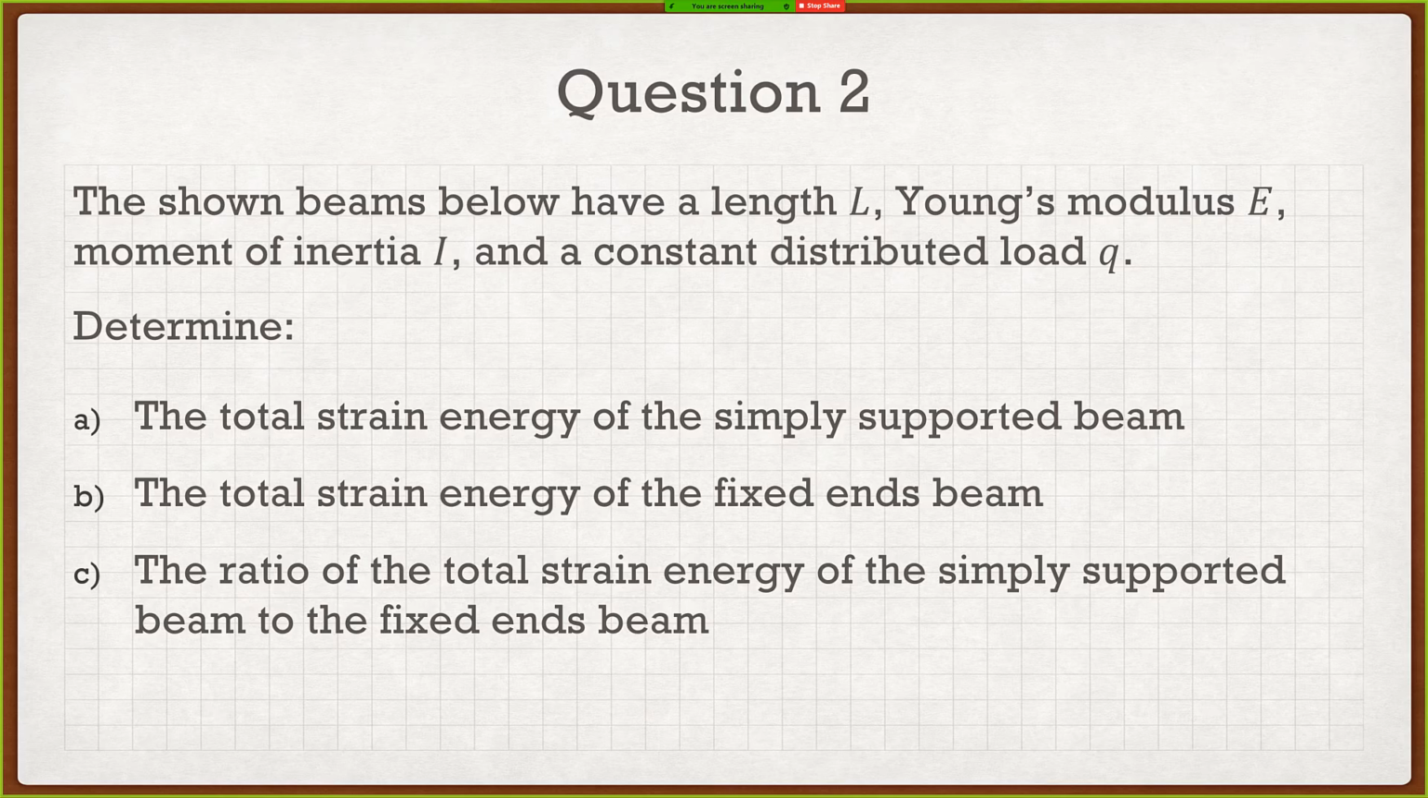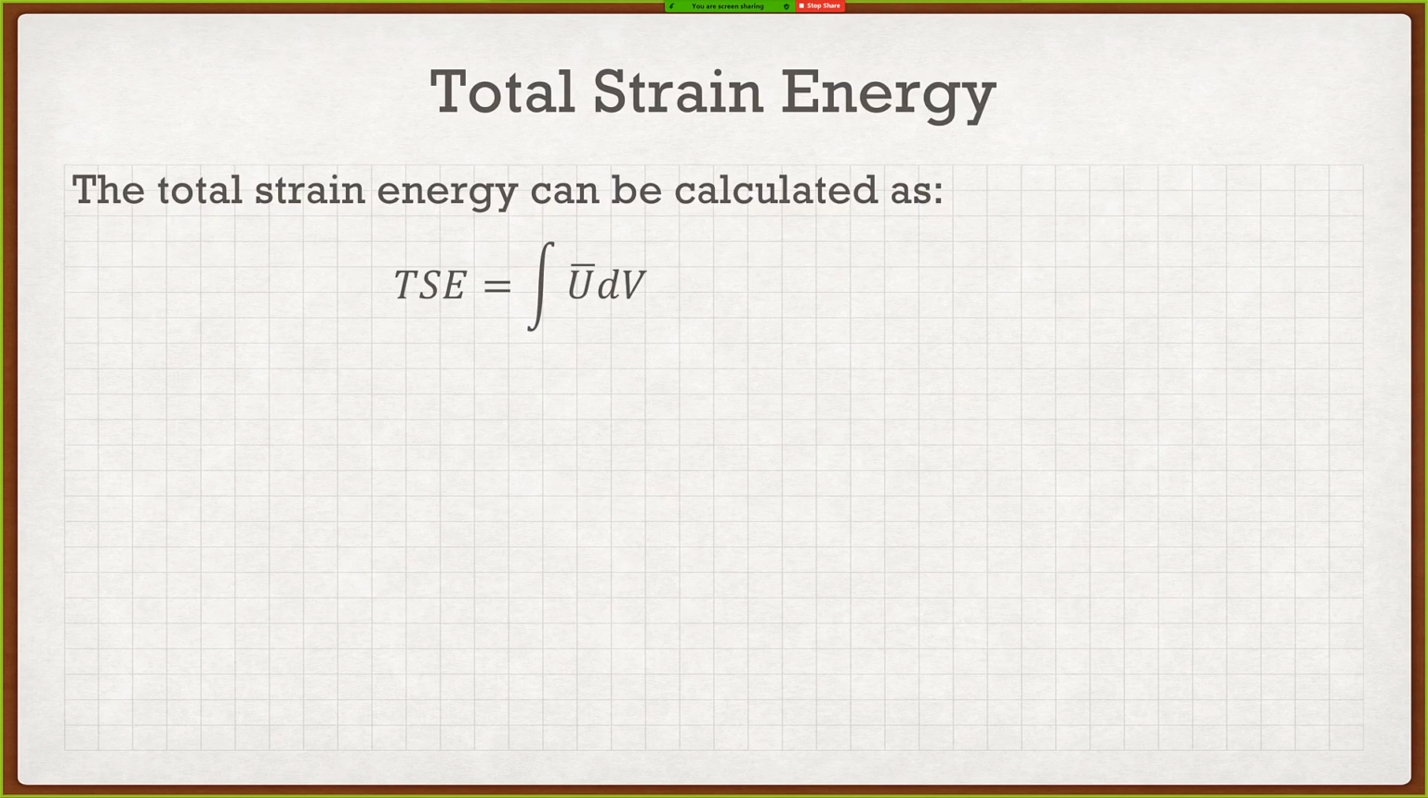And what you are going to see is that this is the main part of the question. If you solve part A and part B, then you're basically good to go, because part C wants the ratio of the total strain energy of the simply supported beam to the fixed ends beam. So all we have to do is take our answer from part A and divide it by part B. We're good to go. So again, the main thing is, what is the total strain energy of a beam? All right, well, let's look at that.